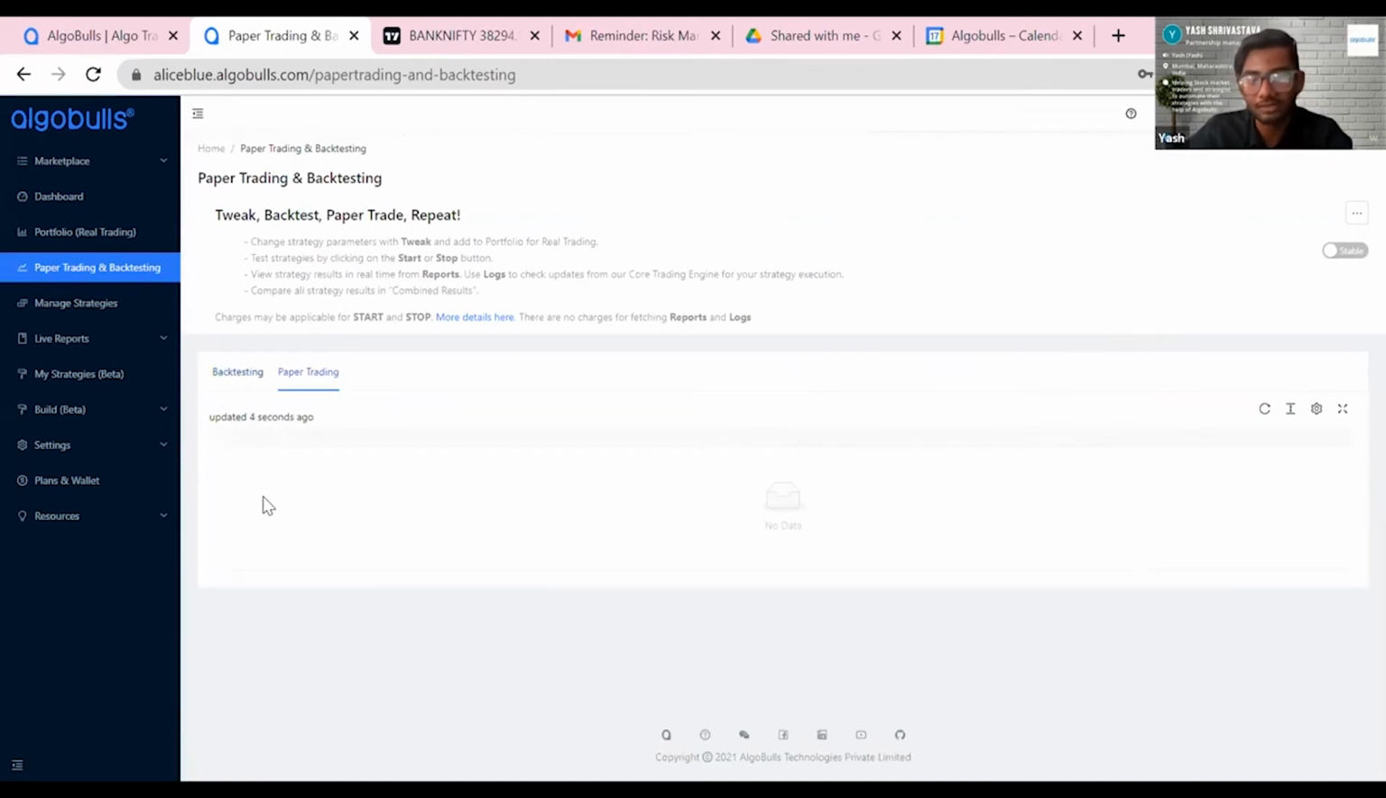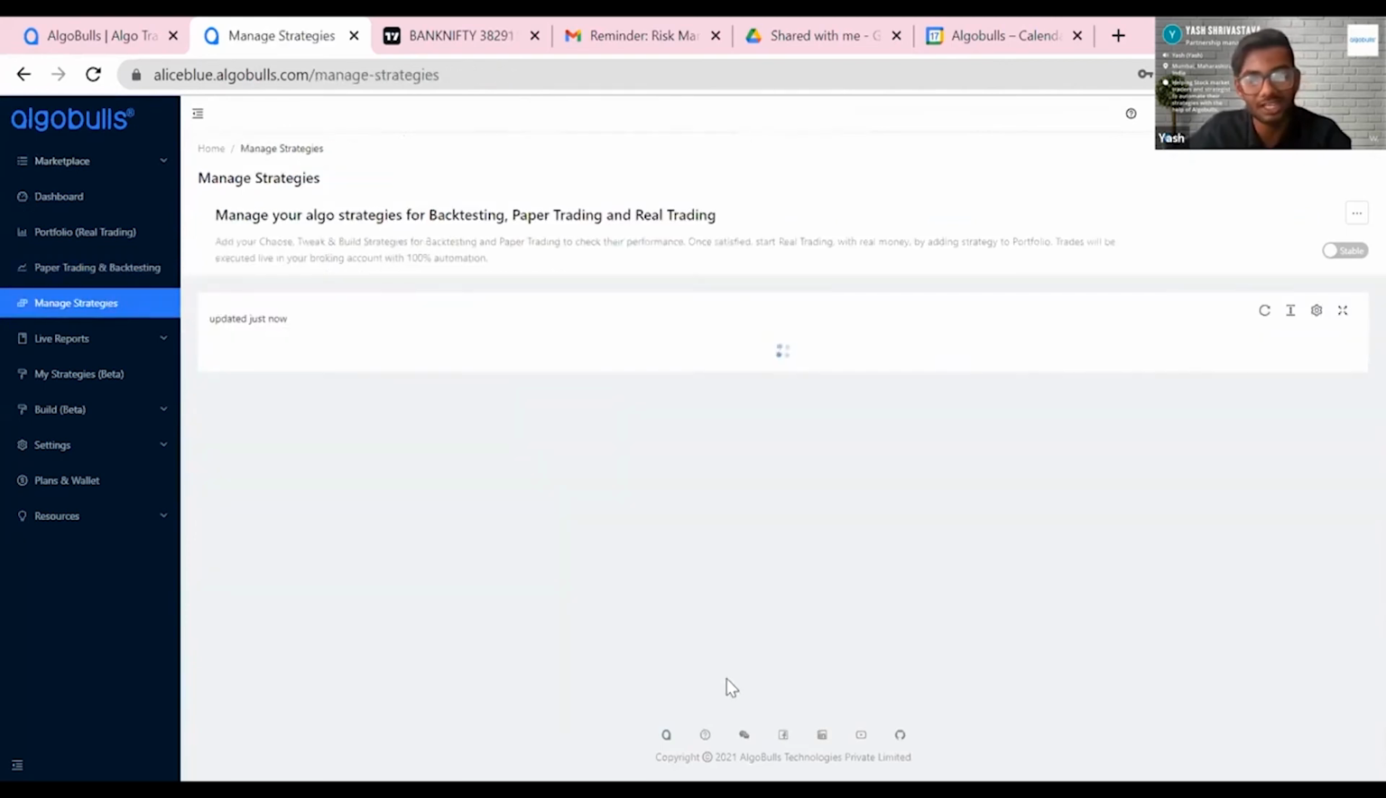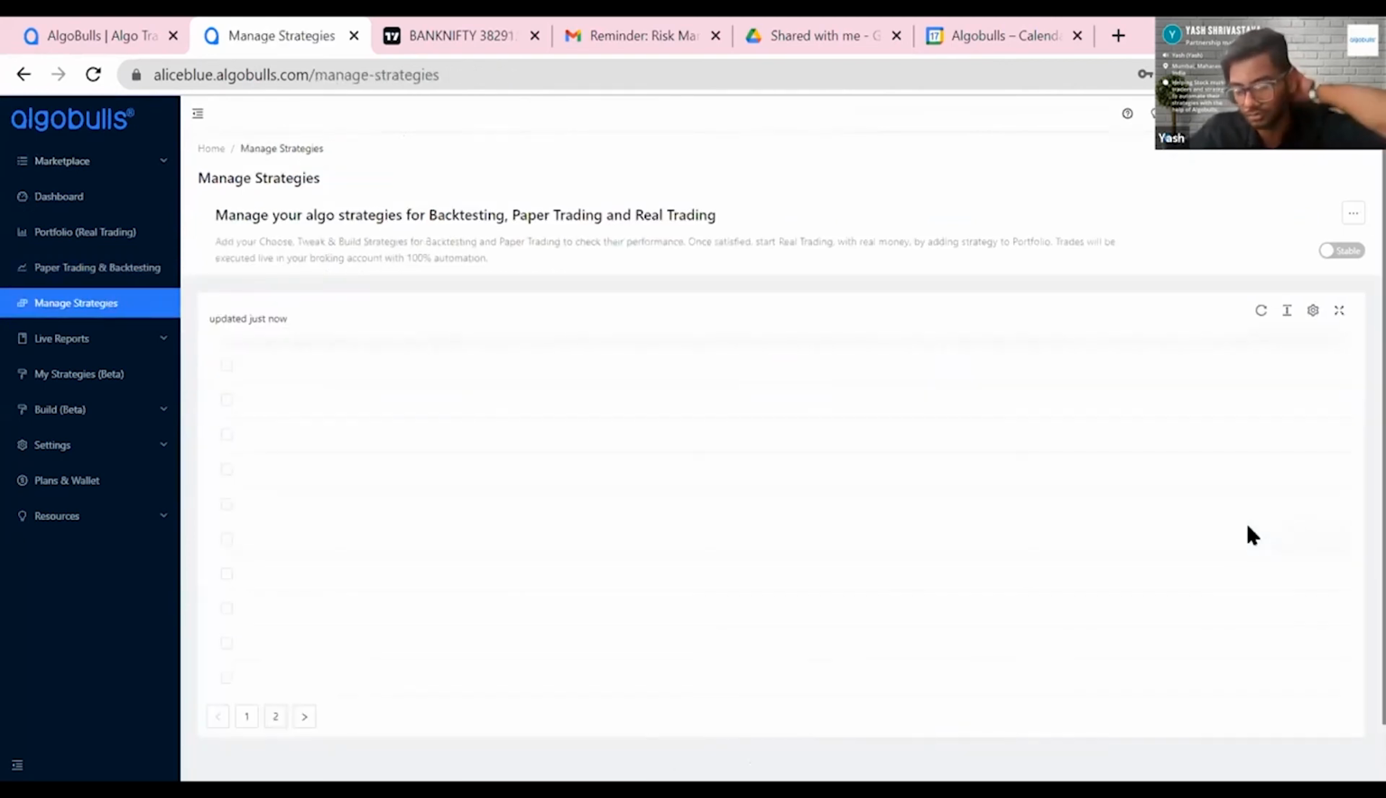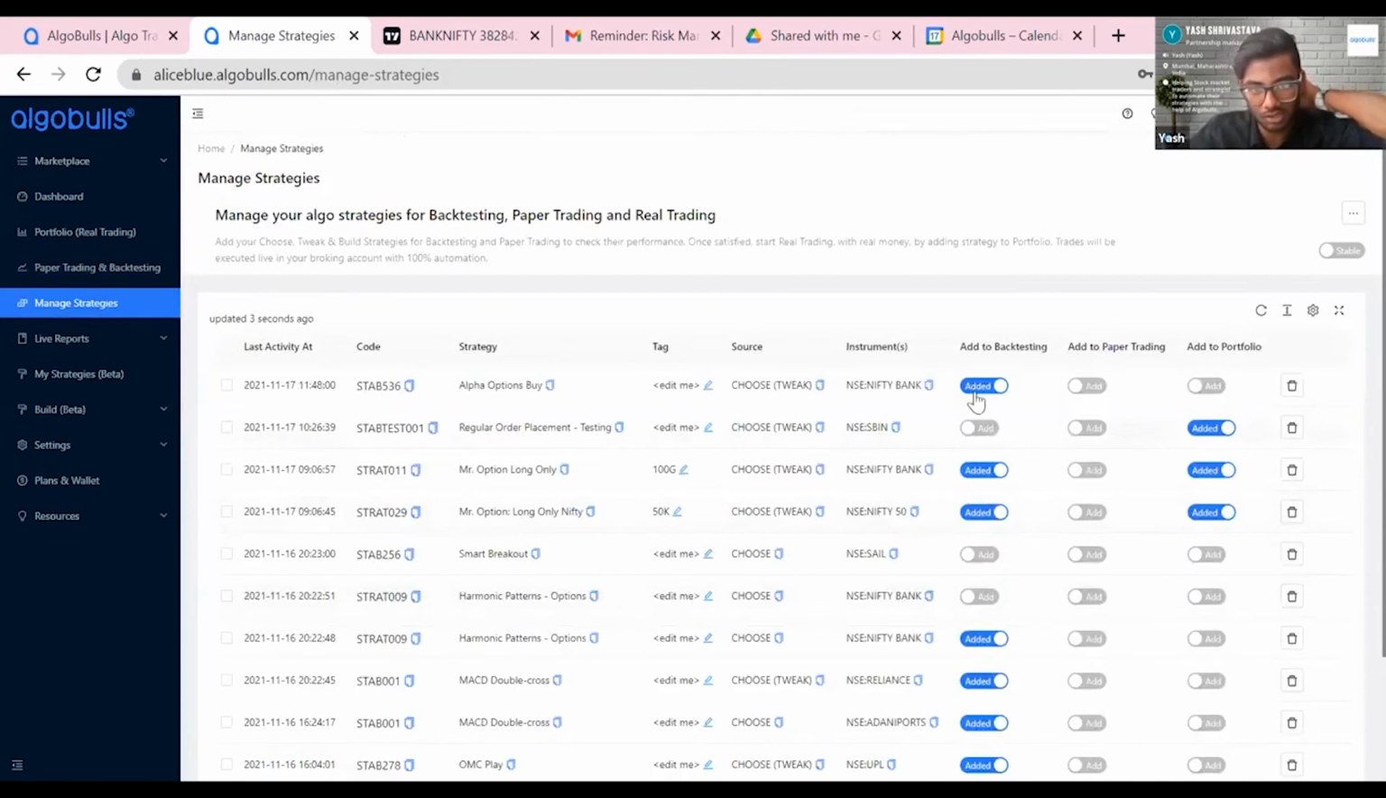At the same time, on the paper trading side, if you want to take a paper trade on the strategy with the same parameters, you could do the same thing by managing the strategy and adding it to paper trading too. There's a section called managing the strategy, wherein you can add it to backtesting, add it to paper trading, and add it to your portfolio.